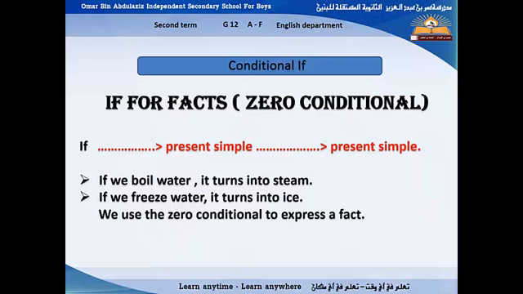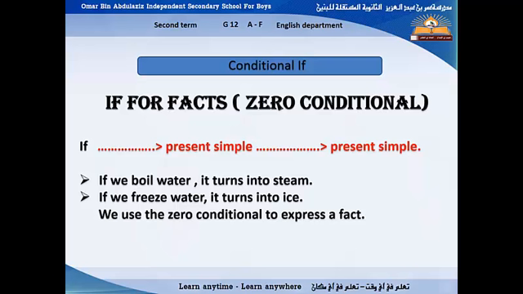Okay, let's try to boil water and tell us what will happen. The only thing that will happen when you boil water is that it turns into steam. So we've got only one possibility. This is how you know if a sentence expresses a fact or not. You just look at the sentence. If you do something, only one possibility would happen.